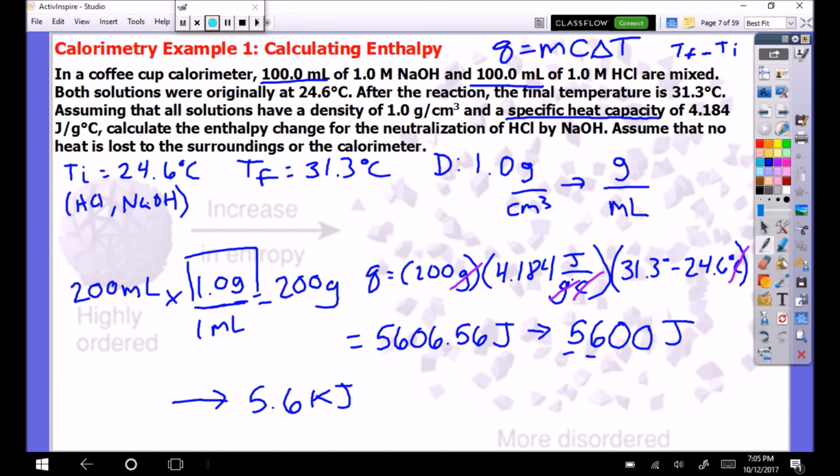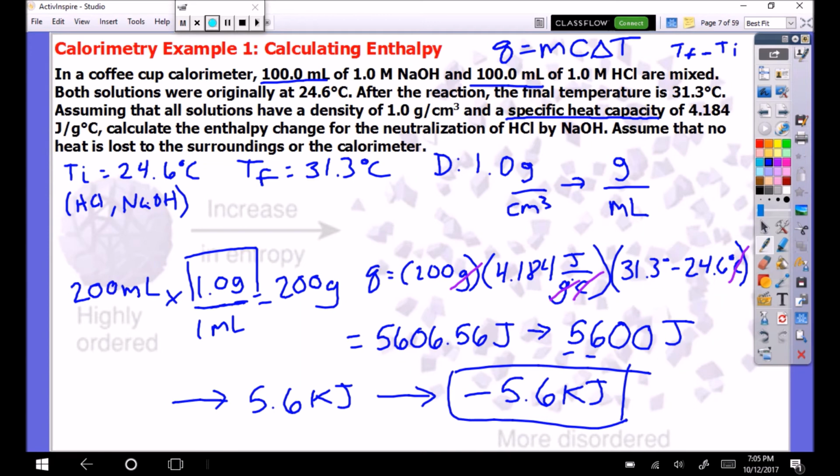Now, we have to think about what is happening here. Did the temperature overall go up or did it go down? Well, temperature goes up here. Therefore, we know the solution got warmer. Therefore, energy is being given off. So this isn't a positive 5.6 kilojoules. It's a negative 5.6 kilojoules because it is exothermic. It is being given off.